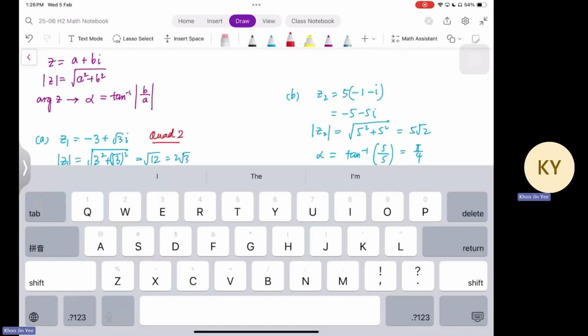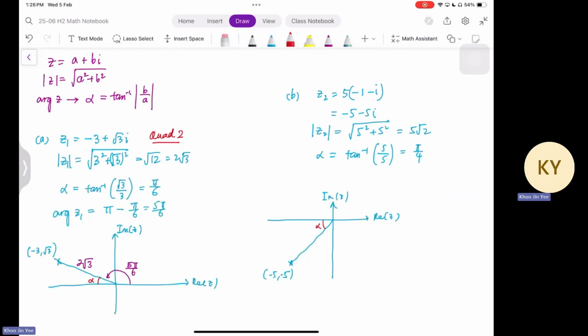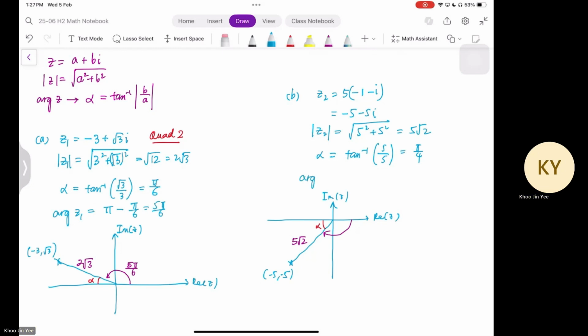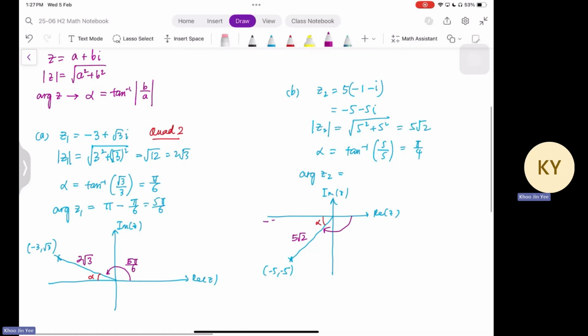Now where is the basic angle? Basic angle over here, alpha. What is my modulus? My modulus is 5 root 2. Now what is my argument over here? Where are we referring from? We are referring from negative pi. So from negative pi, we want to rotate in the clockwise direction. So negative pi plus your basic angle.